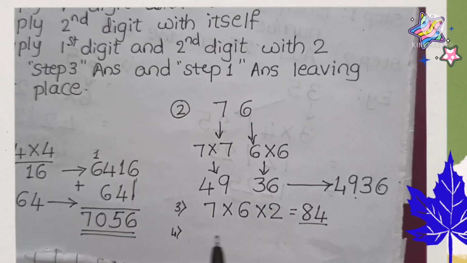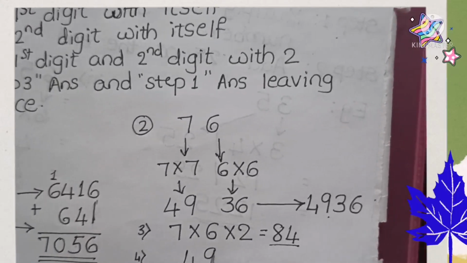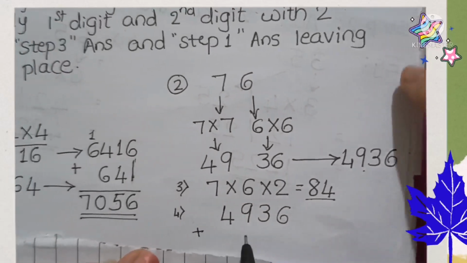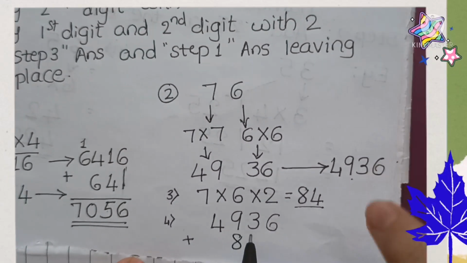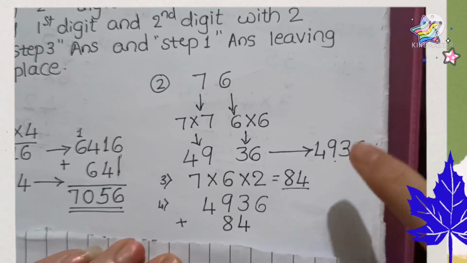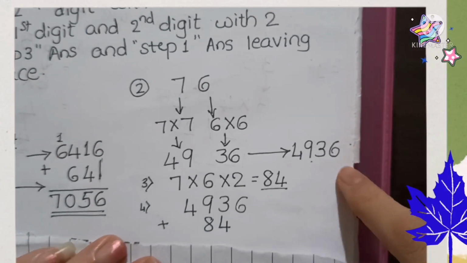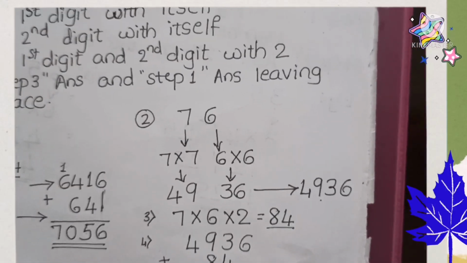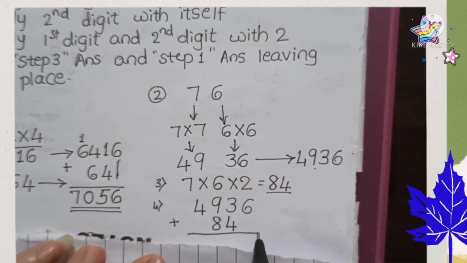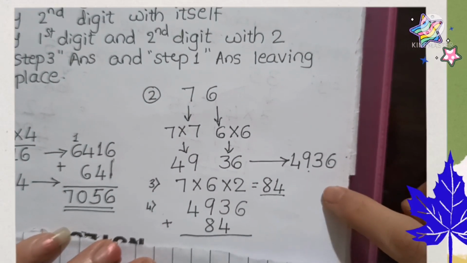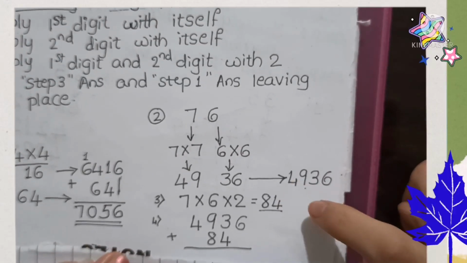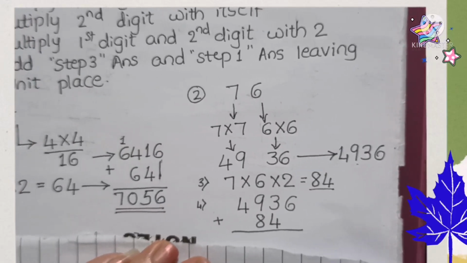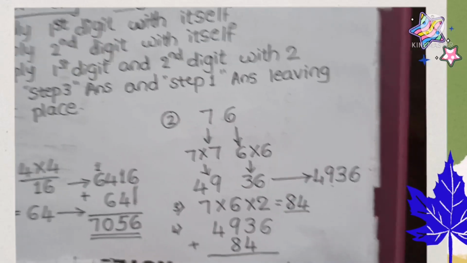So let's move on to our fourth step. In step 4, we have to add the step 1 and step 3 answers. Step 1 answer is 4936 and step 3 answer is 84. So we have to add both these numbers leaving the units digit. We have to start writing the number from the tens digit. So let's add both these numbers.